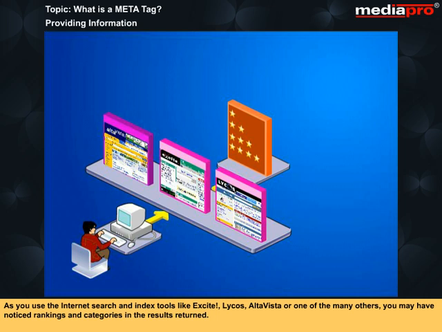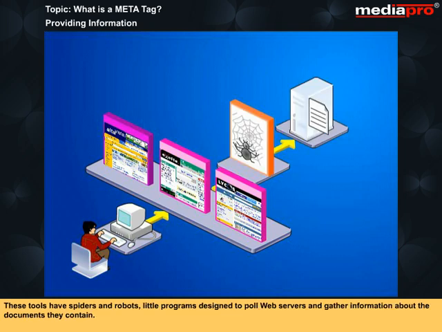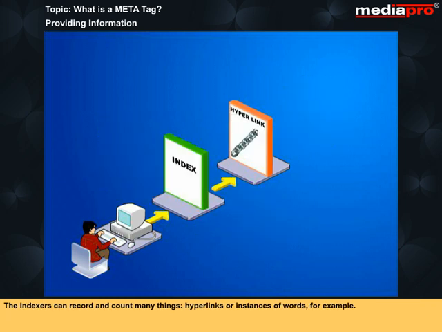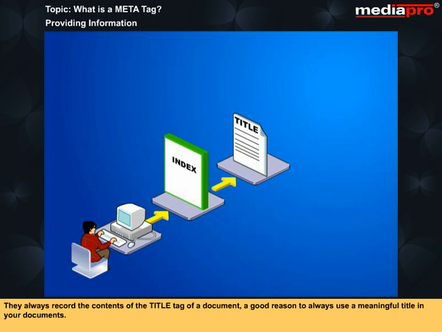As you use the internet search and index tools like Excite, Lycos, AltaVista, or one of the many others, you may have noticed rankings and categories in the results returned. These tools are spiders and robots, little programs designed to poll web servers and gather information about the documents they contain. The indexers can record and count many things, hyperlinks or instances of words, for example.